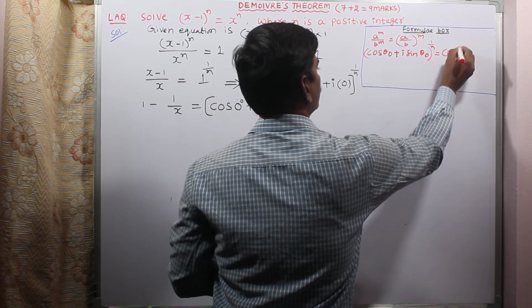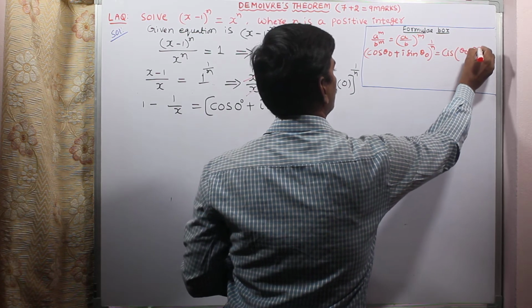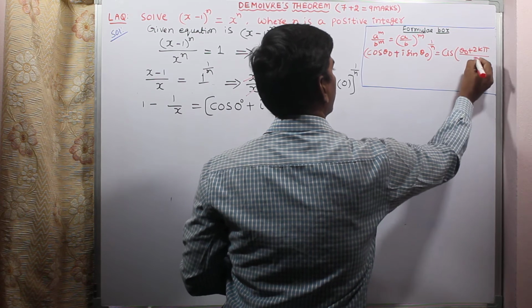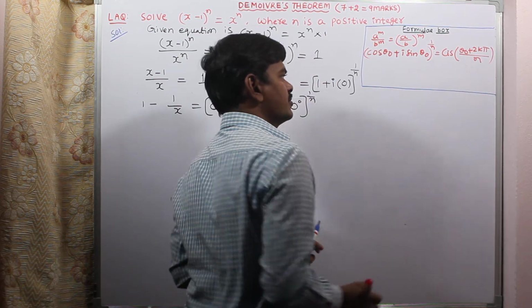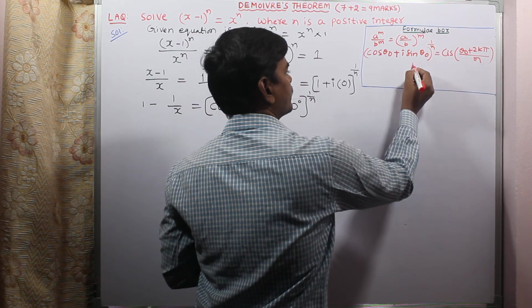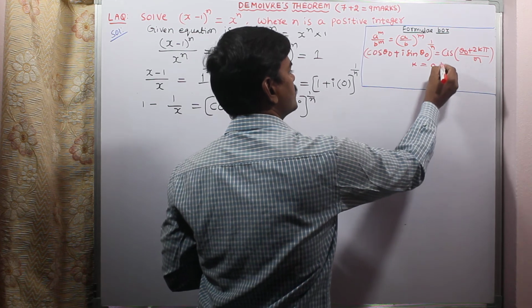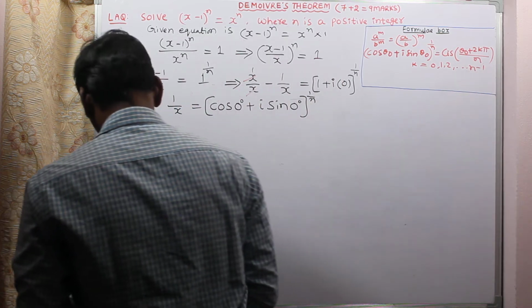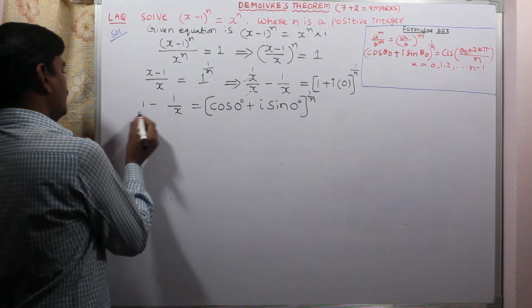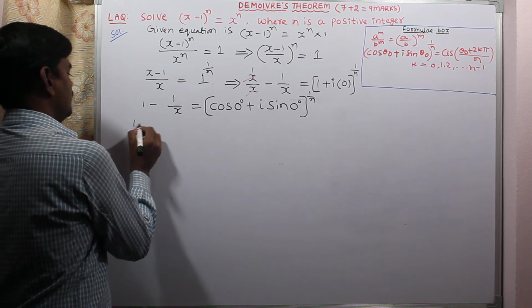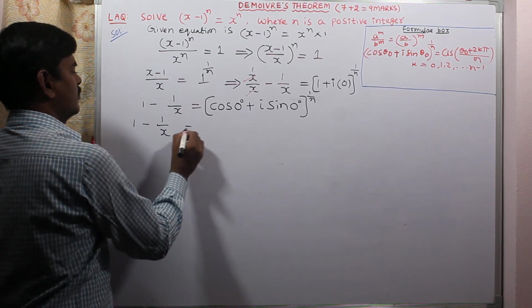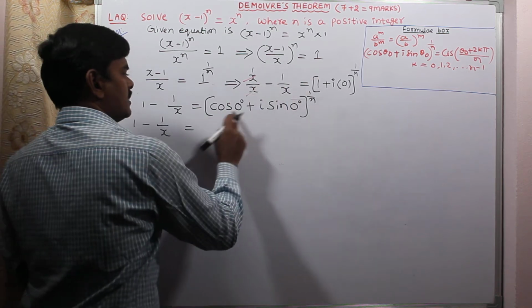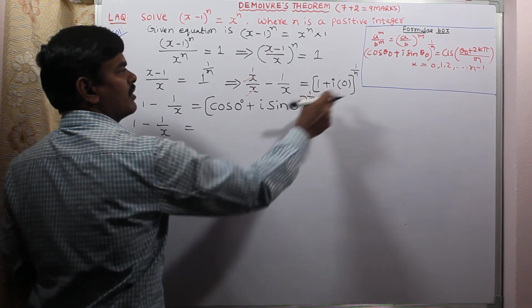(cos theta naught plus iota sin theta naught) whole power 1 by n equals cis of (theta naught plus 2k pi) by n. These are the formulas you should remember, where k is equal to 0, 1, 2, and so on up to n minus 1. So let us write 1 minus 1 by x, that equals (cos theta naught plus iota sin theta naught) whole power 1 by n.